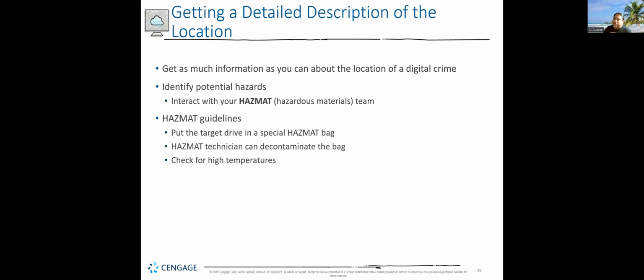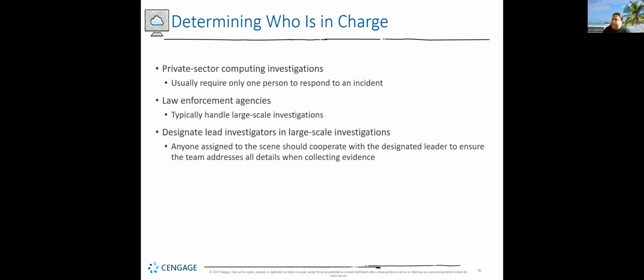Identify potential hazards. Interact with your hazmat team, hazardous material team. They'll tell you hazmat guidelines. Put the target device in special hazmat bags. You can use anti-static bags. Hazmat technicians can decontaminate the bag. Check for high temperatures because high temperatures damage data.